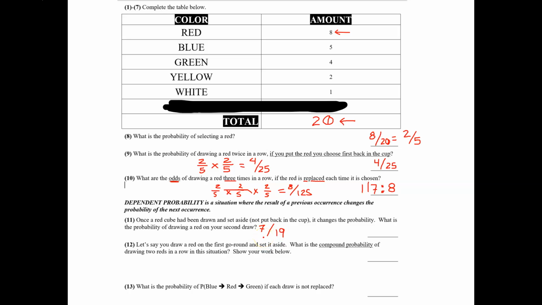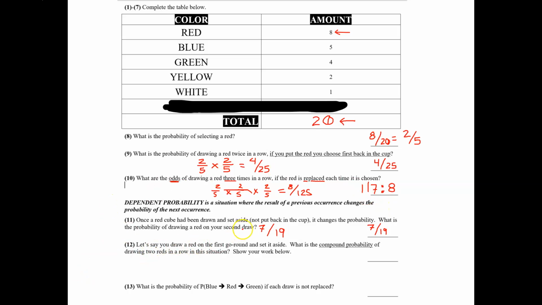So without replacement, if we pull a red out, set that red aside, do not replace it into the cup, it changes our numbers because everything is 1 less. There's 1 less red, 1 less total. So the probability of drawing a red on the second time is now 7 over 19.